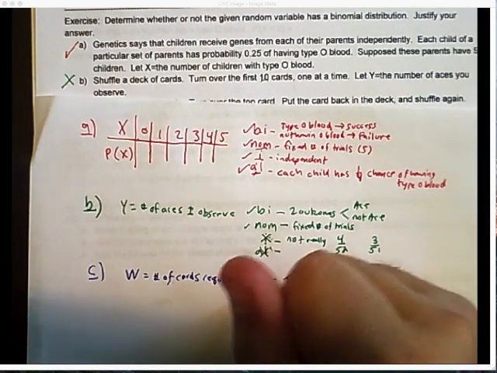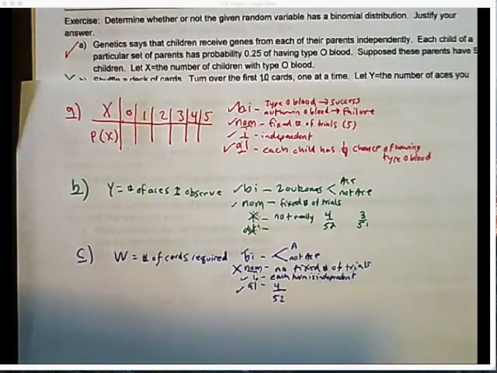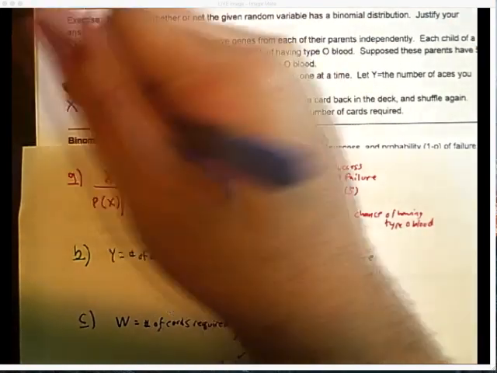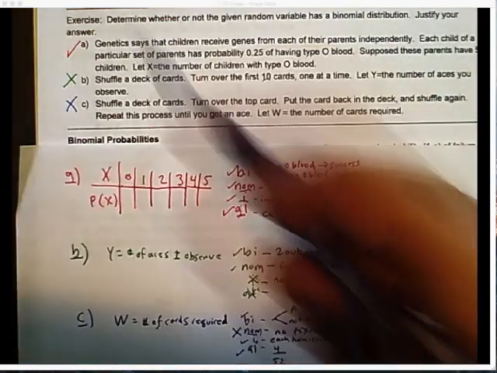That's kind of hard to see, but if you think about it, there's not a fixed number of trials. So it violates the fixed number condition. So this one is not a binomial variable. The only one that is, is the first one of these three.